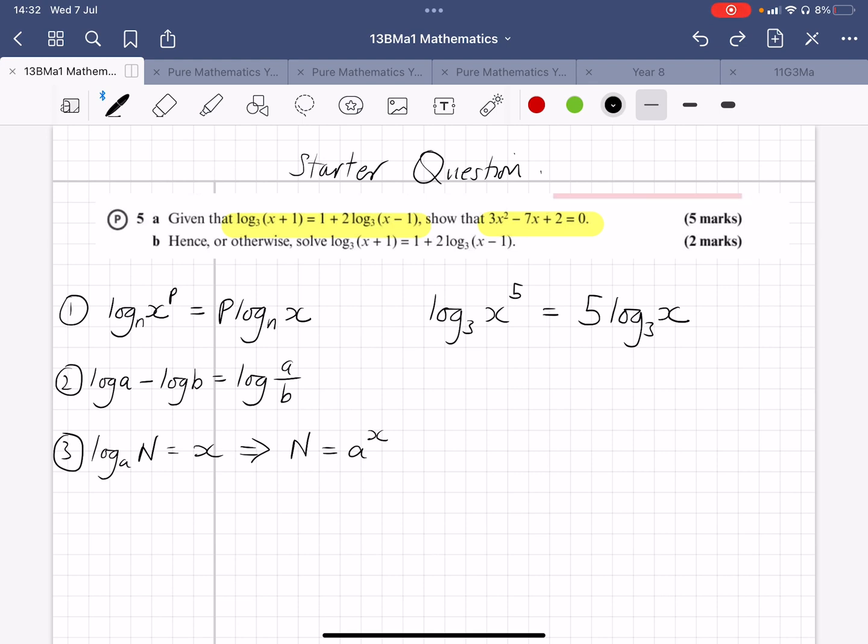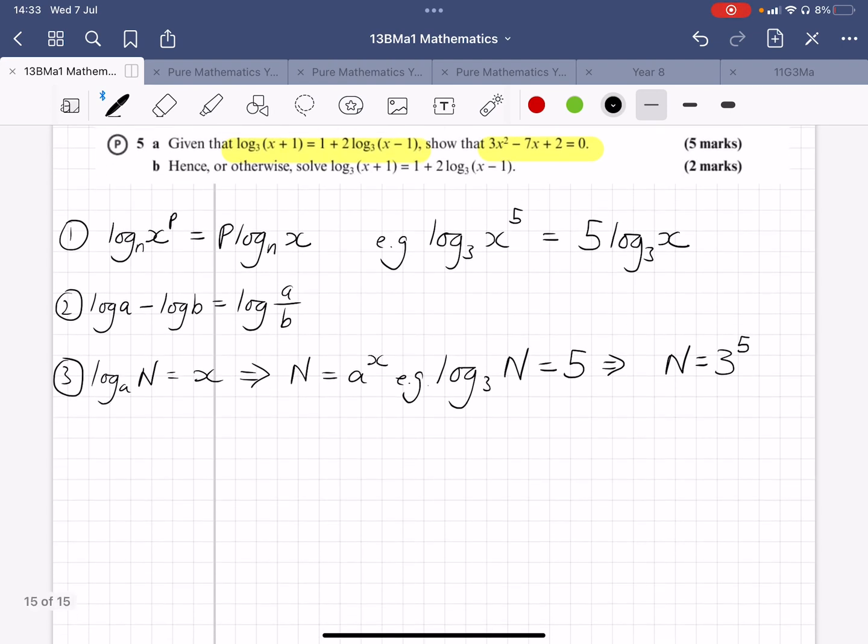Next one, fairly well known, log a minus log b is equal to log a over b. The last one, again, is a little bit tricky because it's not really that well used. Let's just say that this is true. Then it implies that if log base 3 of n is equal to 5, then n is equal to 3 to the power of 5. So we need to apply all three rules to make this question work.